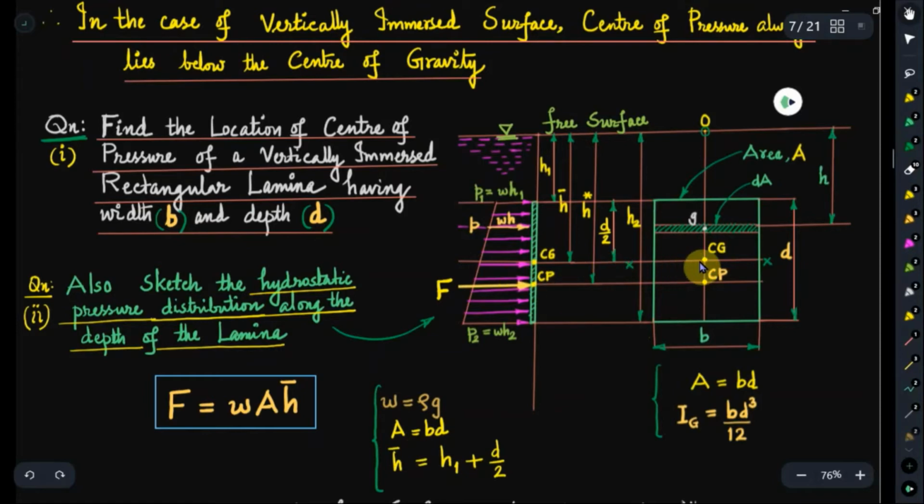You know that the center of gravity is at the geometric center of the rectangle. So, the center of gravity is at a depth of D by 2 from the upper edge and the lower edge, midway between the upper and lower edges. So, D by 2 below the upper edge, we have the location of the centroidal axis. And above the upper edge, we have H1. Therefore, H bar in this case is H1 plus D by 2.